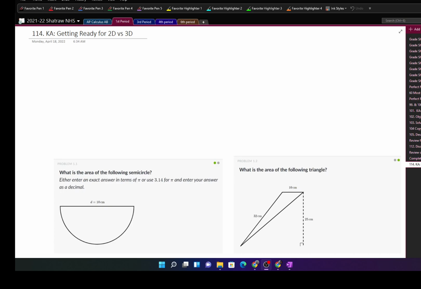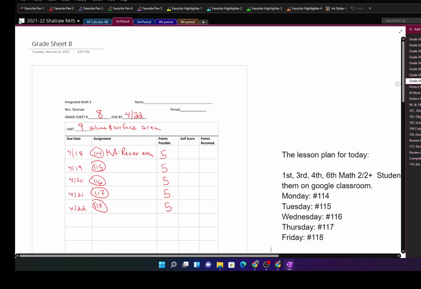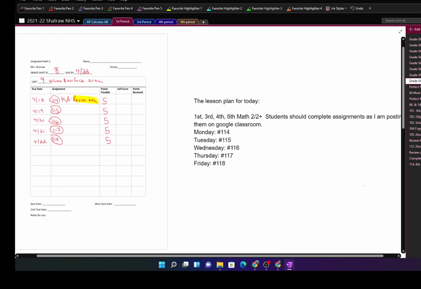For Math 2, here is your current grade sheet. This is what we're doing today, reviewing area. But just so you know, the plan that I sent to the sub says you should complete assignments as I'm posting them on Google Classroom.